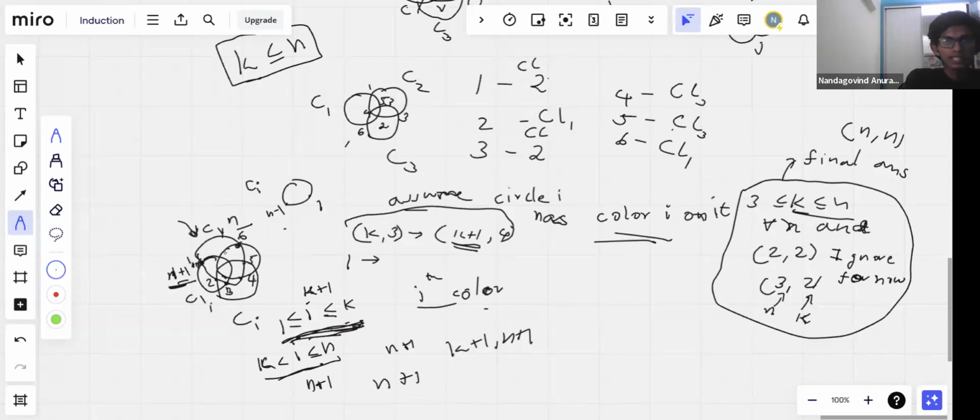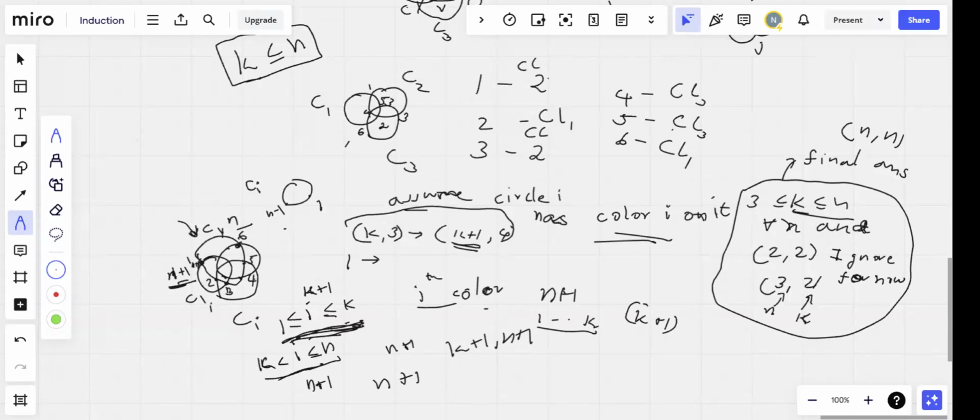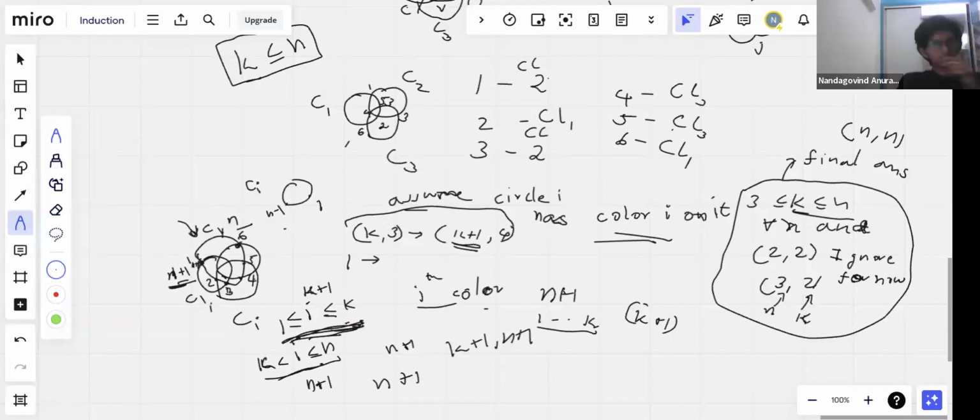For the n plus 1th circle that we added, it has the color n plus 1 on it, and it has 1 until k on it. So it has a total of k plus 1 colors on it. So every circle has k plus 1 distinct colors on it, as we want. Does this make sense? Yes, understood. Nice. So that finishes the induction step.